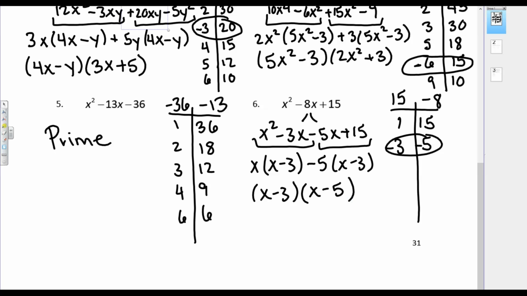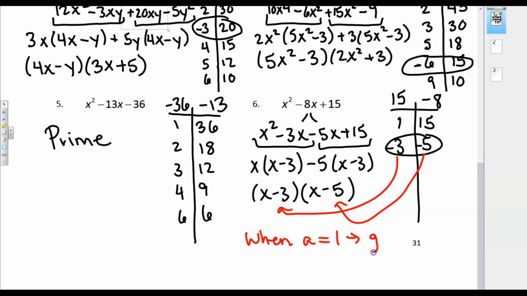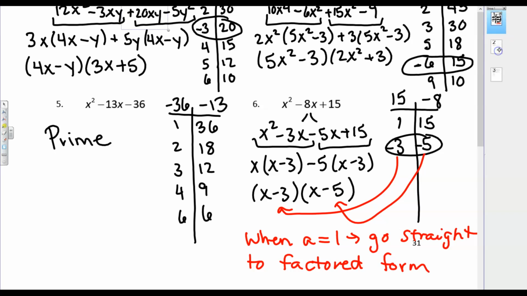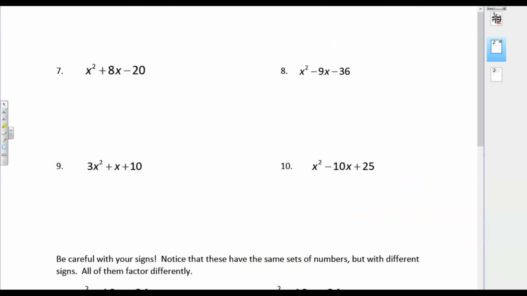Now, here's the deal, guys. If you notice, these numbers are the same as the numbers we found here. And that's because when your a value equals 1, you can go straight to factored form. It's an easier problem then because you don't have an a value throwing things off. So let's do another example together where I don't have to split the middle term and do that step.